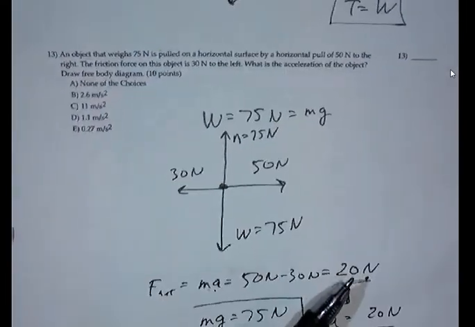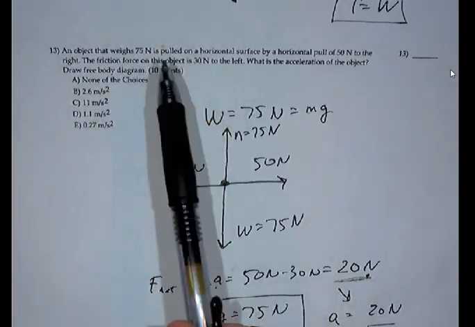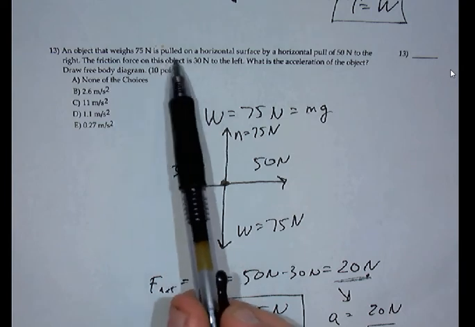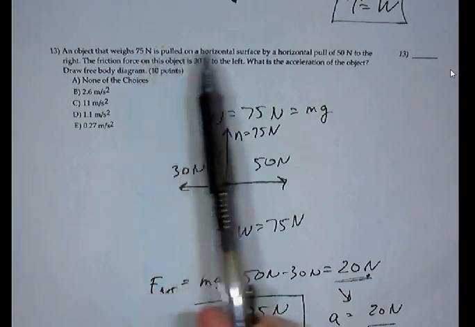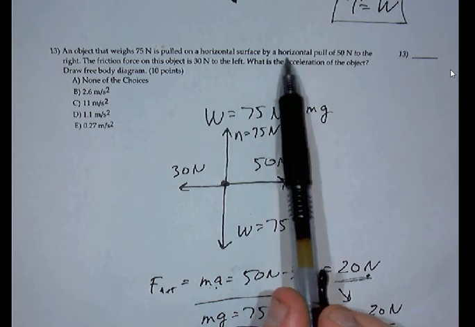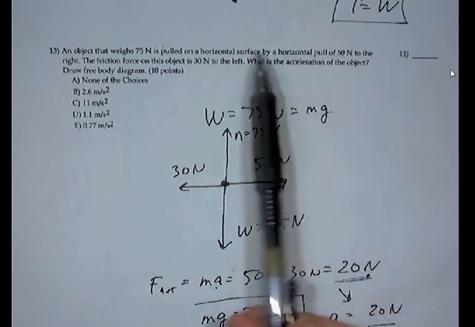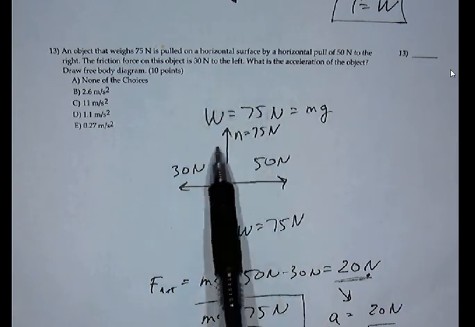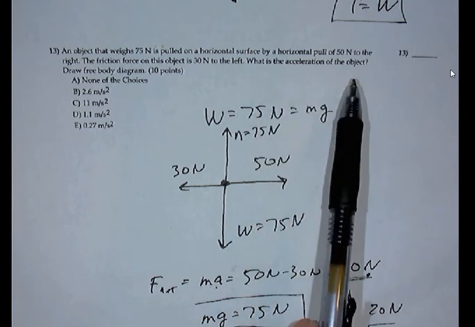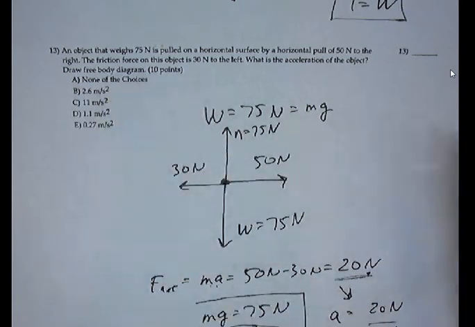Okay, finally, an object that weighs 75 newtons, so that's its weight, not its mass, that's its weight, pulled on a horizontal surface with 50 newtons to the right. The frictional force to the left is 30 newtons. What is the acceleration? Draw a free body diagram.